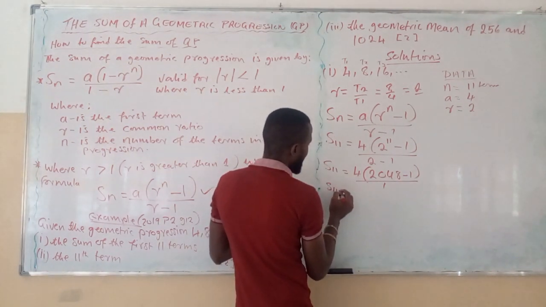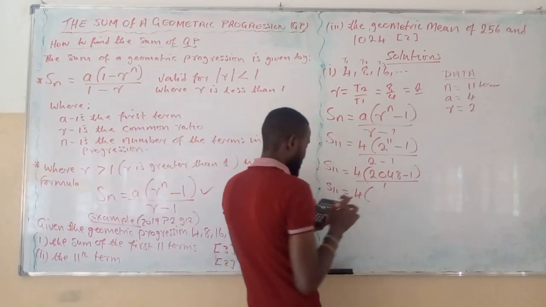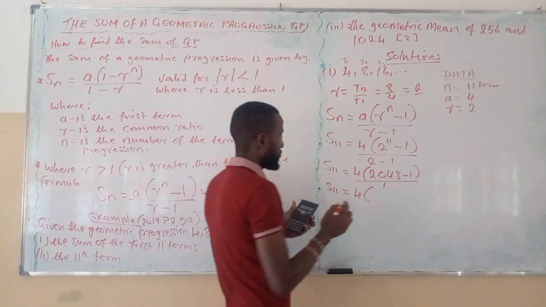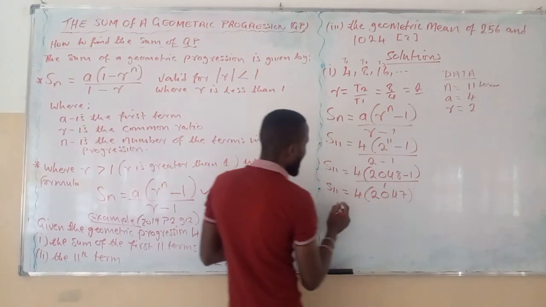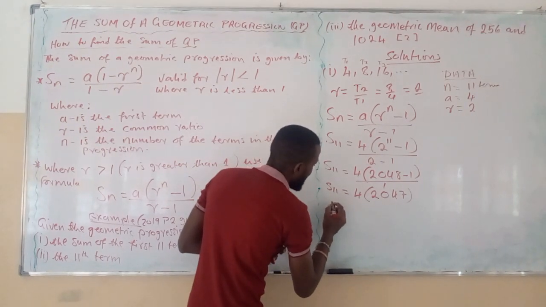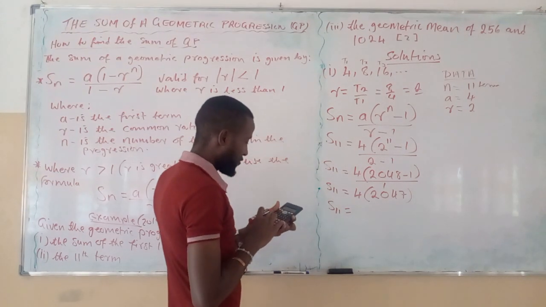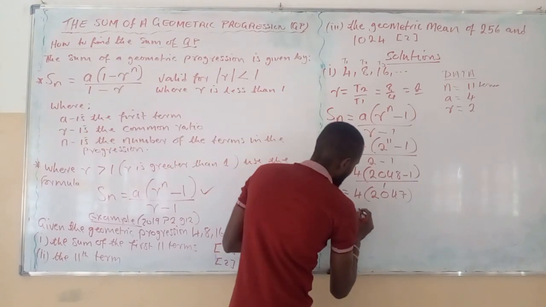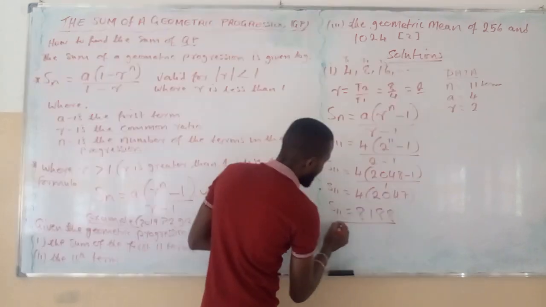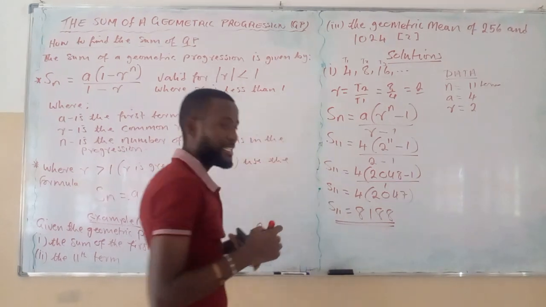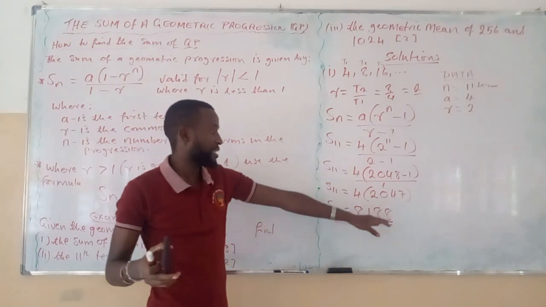So sum of 11 terms is equal to 4 multiplied by, when we subtract 1, we have 2047. So we multiply that by 4, and the sum of the 11th term is 8,188. So that is how you find the sum of the 11th term. The sum of the 11th term is 8,188.